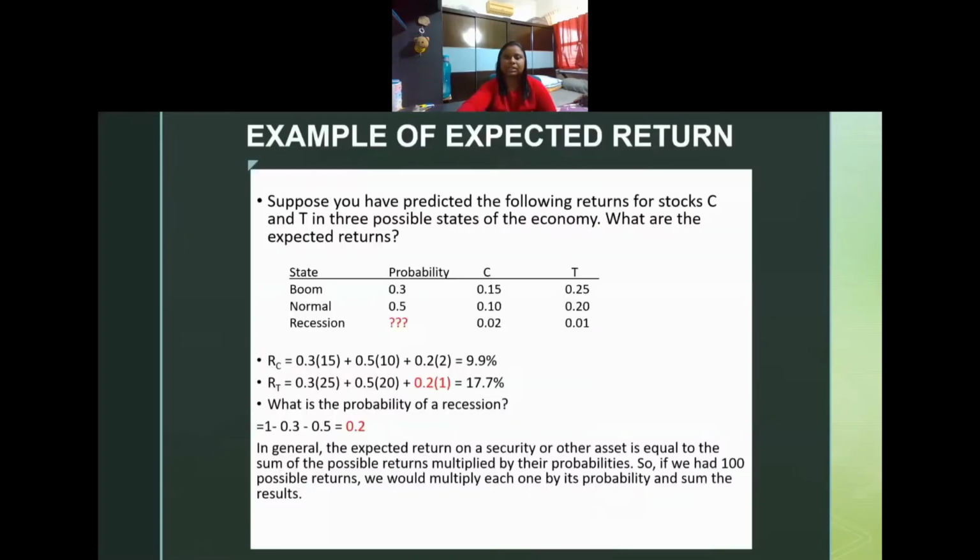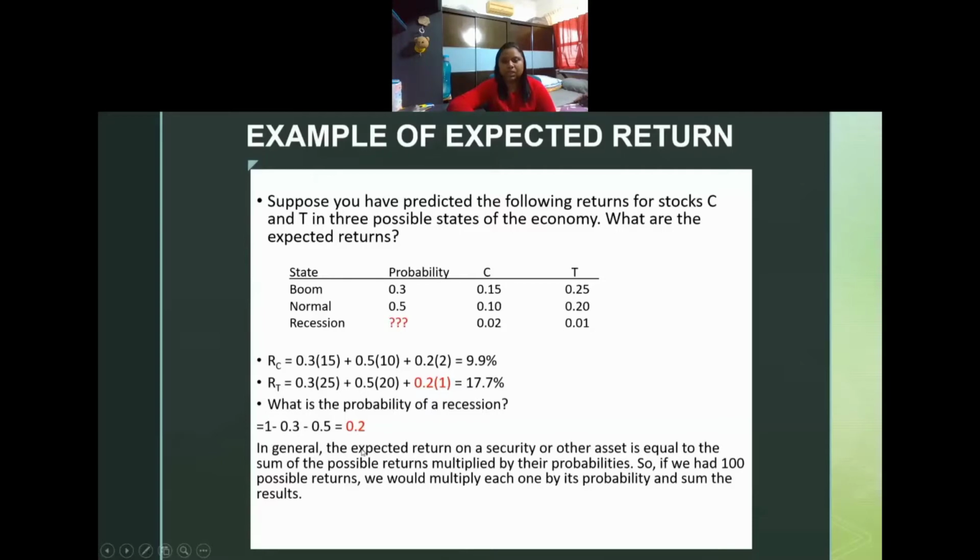So the next slide is an example of expected return. In this example question, they have mentioned that suppose you have predicted the following returns for the stocks C and T in 3 possible states of the economy. What are the expected returns? Here we have 3 states, and we have the probability and also the returns for stocks C and T. We don't have the figure for recession. So how do we get this?